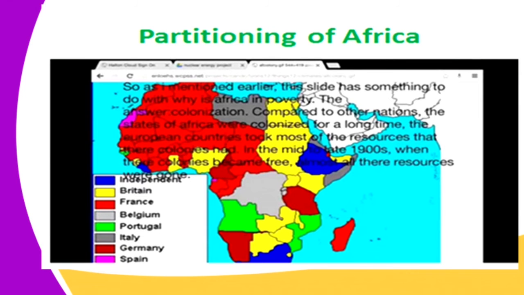After the Berlin Conference, it led to the partitioning of Africa. Ideally, the partitioning at the Berlin Conference was to ensure a proper partitioning of Africa without any European nation engaging in war. After they met, we have the great power represented by the yellow color. You see Britain has the yellow color.